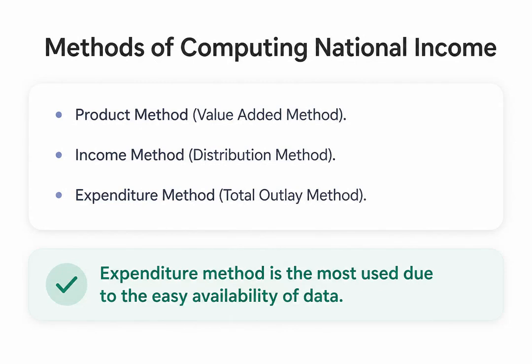Moving right into how we actually calculate these figures, there are 3 primary methods used to estimate national income. We have the product method, the income method, and the expenditure method. While all 3 are theoretically sound, the expenditure method is the most widely used in practice, simply because the data required for it is much easier to track and collect.